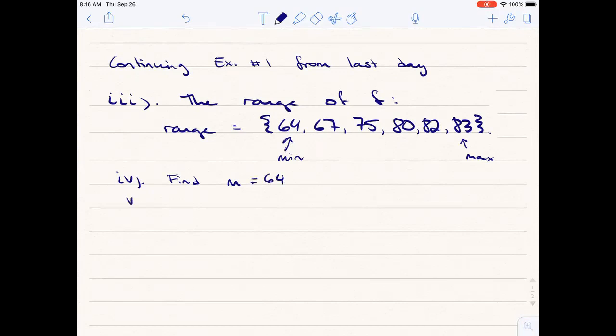And then part 5. Oops, that's not a capital M. The maximum is 83, right? And remember, we denote the maximum by a capital M. Okay.